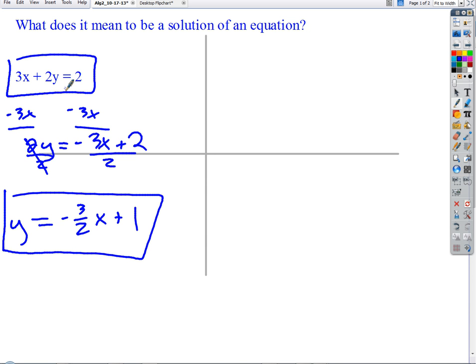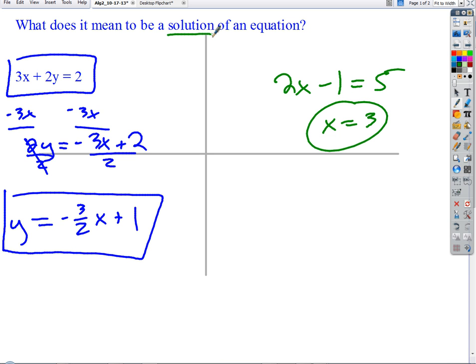What if I just gave you something like this? 2x minus 1 equals 5. What's a solution of that equation? Say it again. x equals 3, and you get that by adding 1 and dividing by 2. So you're right, that's the solution. x equals 3 is the solution, because what does it do to the original equation?